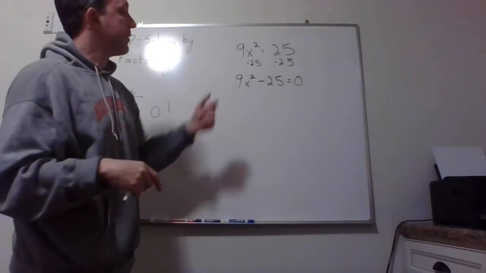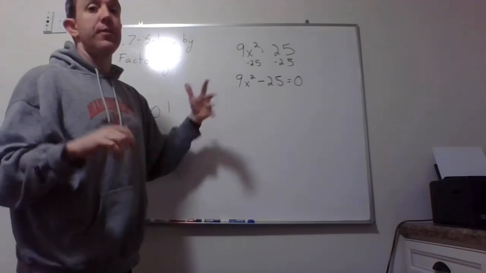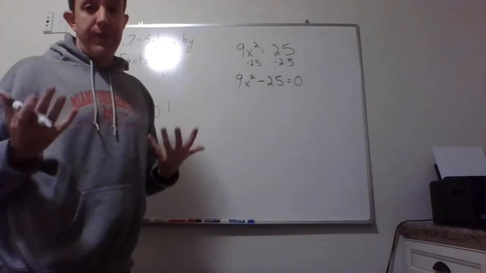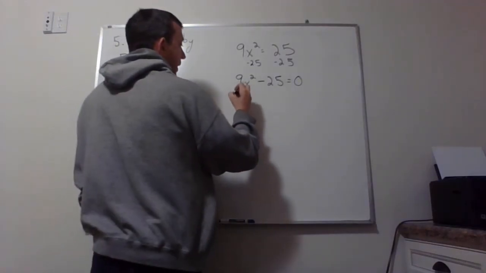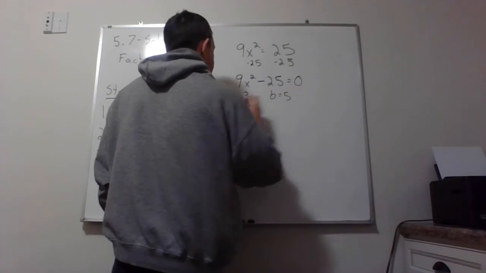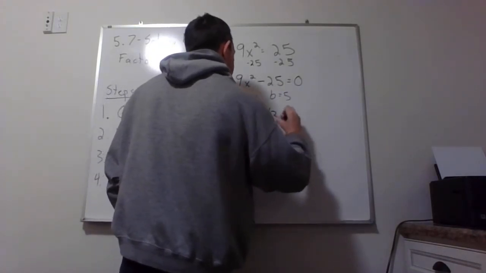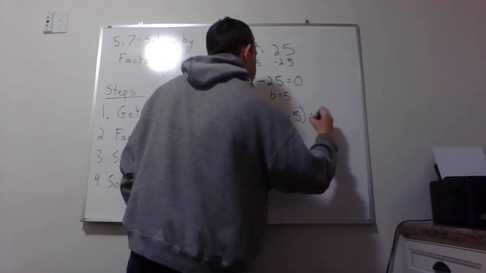So now I have to factor this. I recognize this as a difference of squares, right? 9 is 3 to the second power, and 25 is 5 to the second power. So my A is 3x, and my B is 5. Means this factors to be 3x plus 5 times 3x minus 5, and this whole thing is still equal to 0.